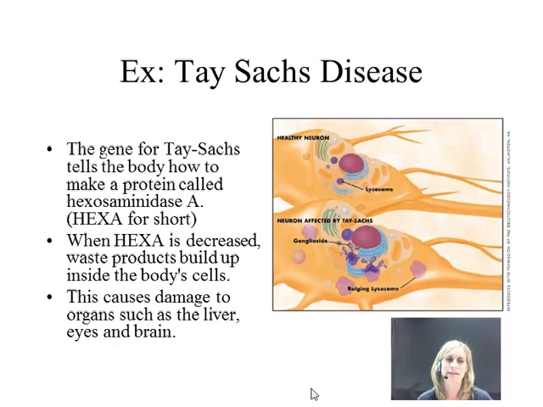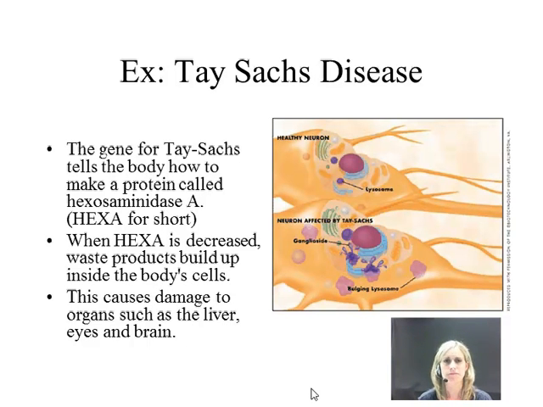Well, the way Tay-Sachs works is a good gene for Tay-Sachs makes a protein called hexa. And if you have hexa, it breaks down waste products in your neurons, in your brain cells, or in other cells. But if you don't have a good gene for that hexa protein, then you can't make the stuff that breaks down those waste products. And so those waste products build up all over your cells. As a result, you get damage to your liver, eyes, and brain. So this is a very sad disease, and children die very young from it.